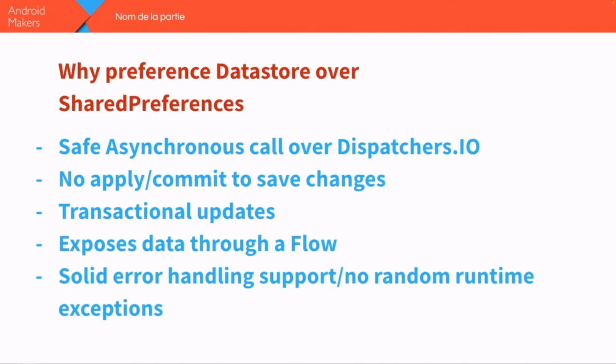Also, current state of the data is available throughout the app through the power of Kotlin flows. And there is solid error handling support, unlike shared preferences, which is actually prone to throwing random parsing exceptions at runtime.